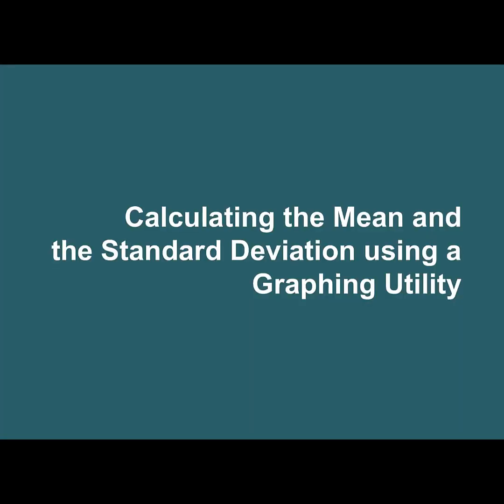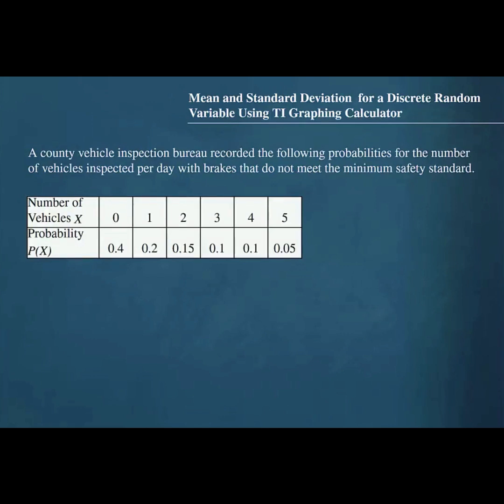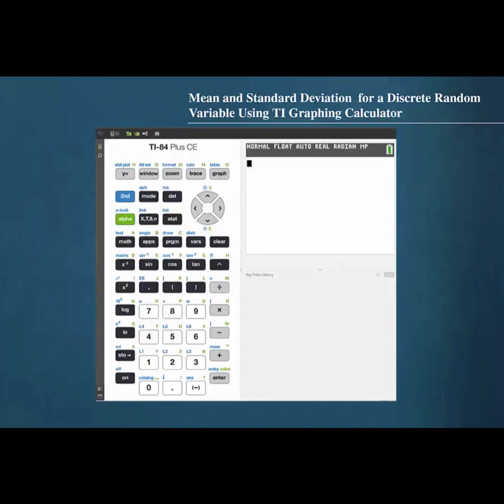Calculating the mean and the standard deviation using a graphing utility. A county vehicle inspection bureau recorded the following probabilities for the number of vehicles inspected per day with brakes that do not meet minimum safety standards. The table contains the number of vehicles with unsafe brakes from 0 to 5 and their respective probabilities.